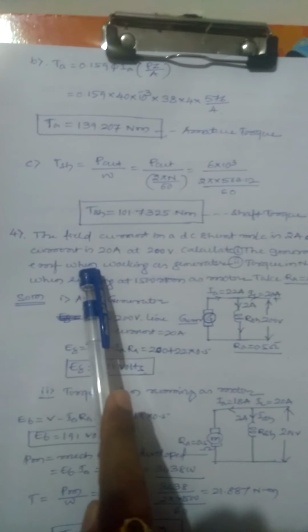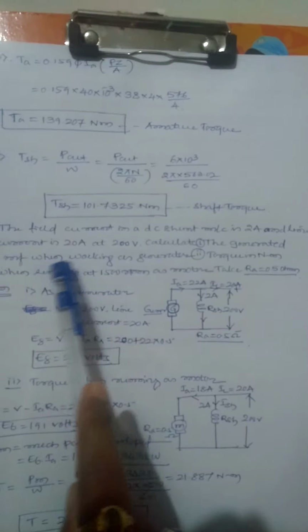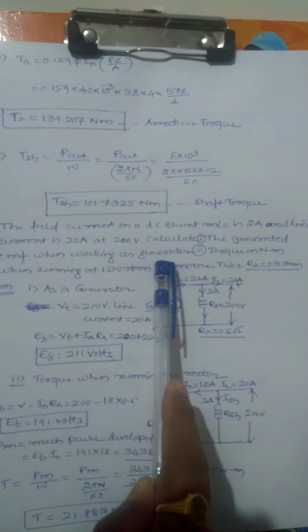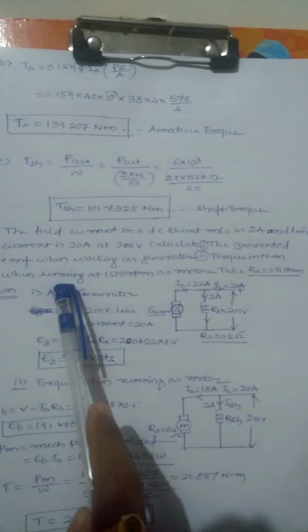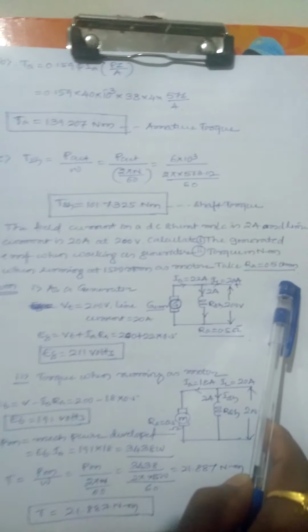Problem number 4. The field current in a DC shunt machine is 2 amps and line current is 20 amps at 200 volts. Calculate the generated EMF when working as a generator, and the torque in Newton meter when running at 1500 RPM as a motor. Take RA as 0.5 ohm.